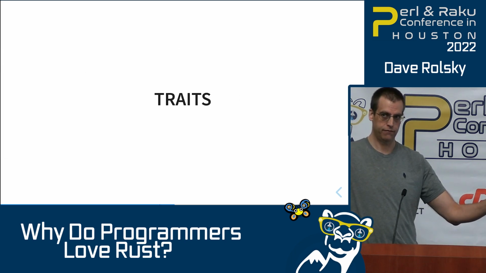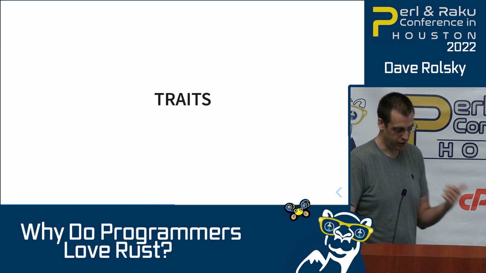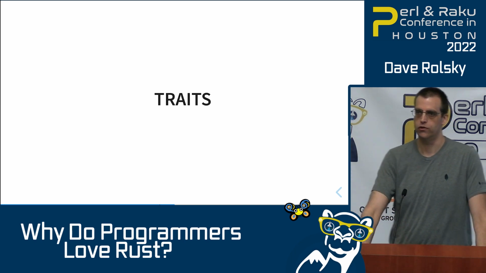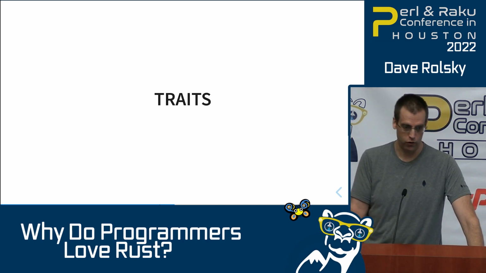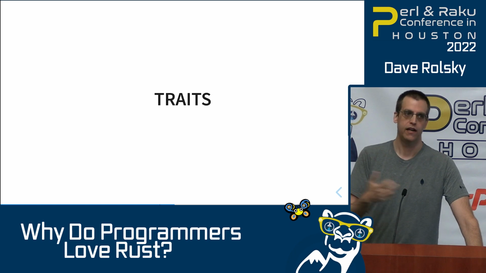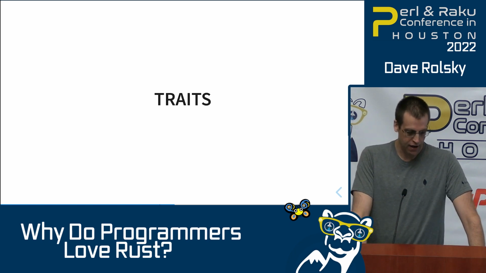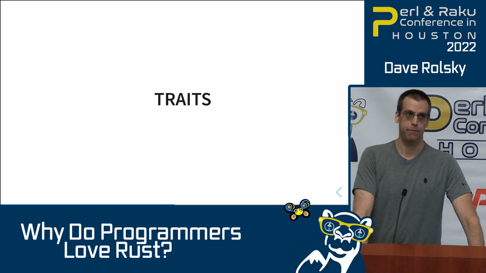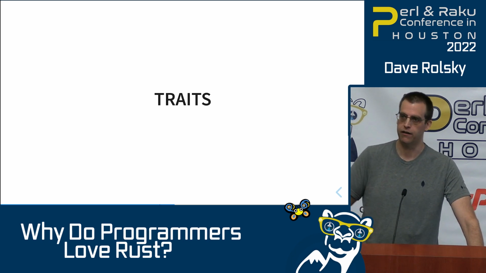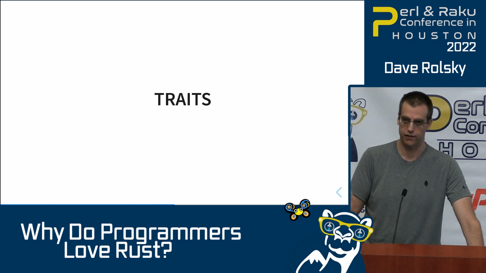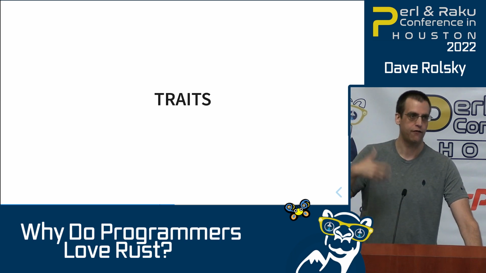Are we good? All right. I want to talk about traits. Like I mentioned, roles or interfaces. If you're familiar with roles in Perl or Raku, interfaces in Java, it's got some similarities with those types of things. There's a lot of built-in traits to implement basic operators like comparison, debug output, all sorts of stuff. It's really common to derive a bunch of these traits on structs and enums.